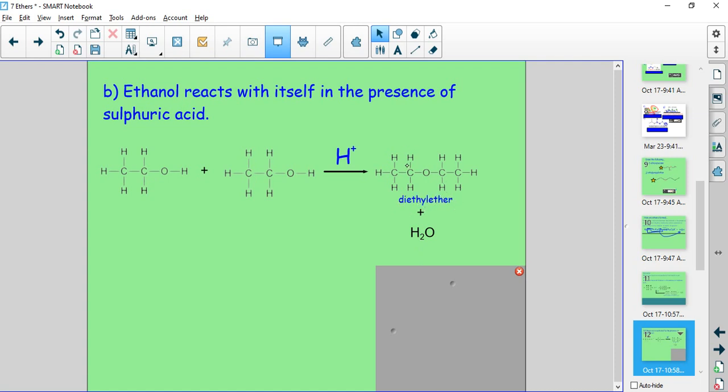Now, if you say ethyl ether, that's kind of redundant. Remember, wherever we have multiples of anything, you use your Greek prefixes. In this case, di, because there's two, so diethyl ether is the name of that product. Don't forget your byproduct, water.